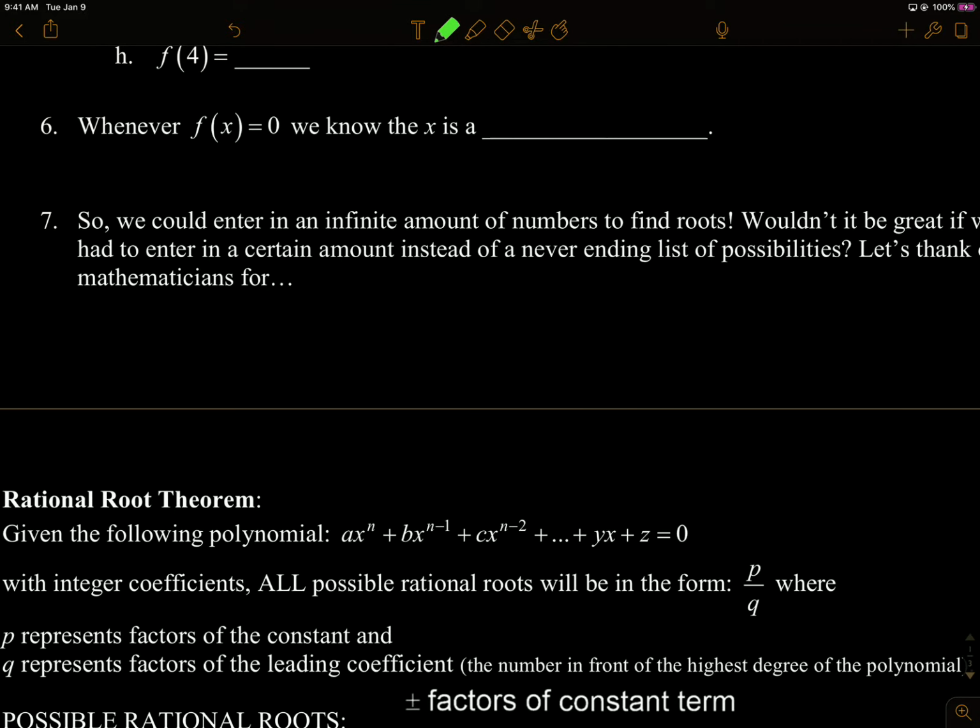Whenever f of x equals 0, then we know x is a root or a 0, right? Any x values that make our function 0, we call those roots or zeros. And we know that from factored form. You guys should be pretty used to this by now, right? In this case, the roots are x equals negative 2 and x equals 3, because those are the x's that make our y value 0. That's what this says. All right, so we know that x is a root or a 0.